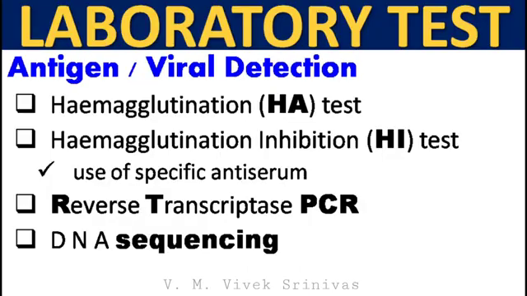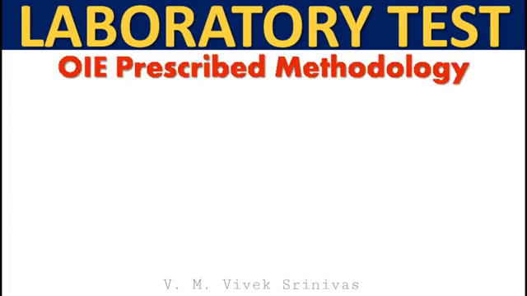These are some of the laboratory tests that can be done for diagnosis of this virus. For antigen detection, the hemagglutination test. Hemagglutination inhibition test using Newcastle disease virus-specific antiserum. Reverse transcriptase PCR and DNA sequencing can be done. For identification of this virus, the illustrated and prescribed methodology is followed.